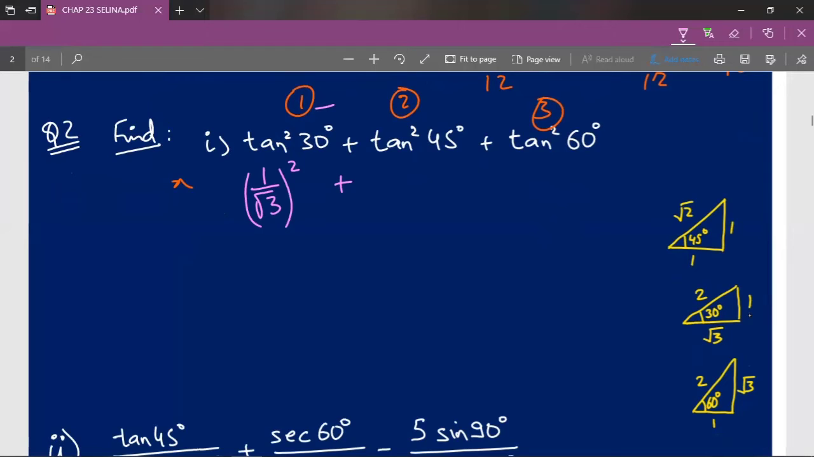Now for 45 degree, there's a magic triangle assigned to it, which is this triangle. So our tan 45 degree, with respect to angle 45 degree, and it should be towards the ground, tells us perpendicular upon base, that is 1 upon 1. And the whole square for it will be our answer to tan square 45 degree plus tan square 60 degree.